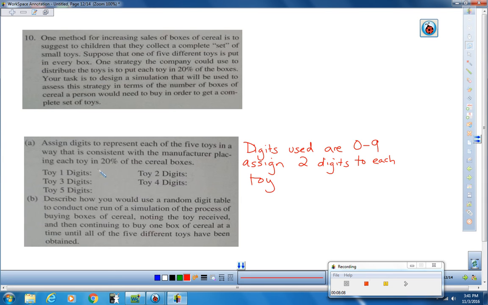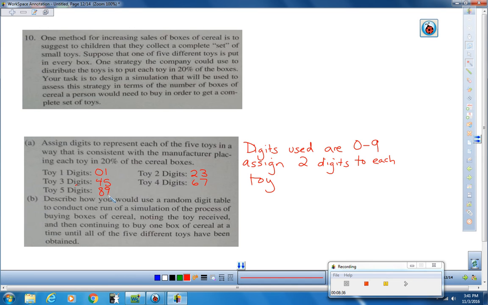So toy 1 is going to get the digits 0 and 1. Toy 2 will get the digits 2 and 3. Toy 3 will get the digits 4 and 5. I actually looked at the numbers wrong, so I'm going to move these around a little bit. So toy 2 will get 2 and 3. Toy 3 will get 4 and 5. Toy 4 will get 6 and 7. And toy 5 will get 8 and 9.